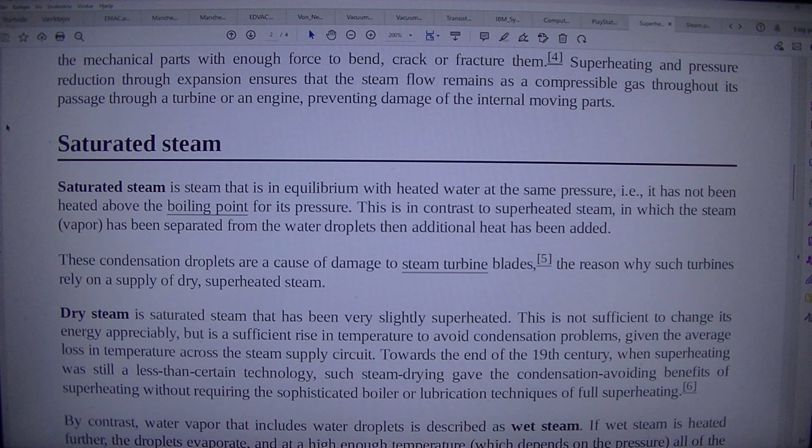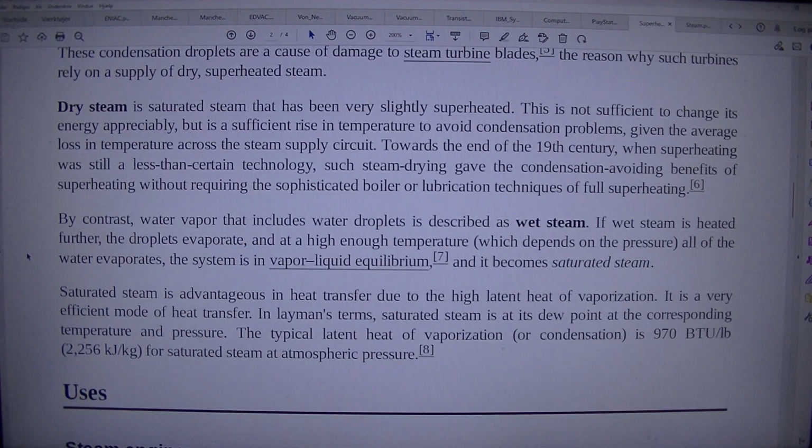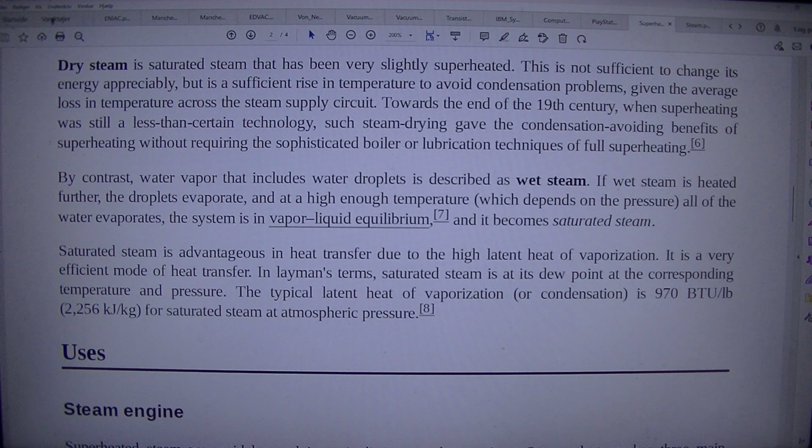Saturated steam. Saturated steam is steam that is in equilibrium with heated water at the same pressure, i.e., it has not been heated above the boiling point for its pressure. This is in contrast to superheated steam, in which the steam, vapor, has been separated from the water droplets, then additional heat has been added. These condensation droplets are a cause of damage to steam turbine blades. 5. The reason why such turbines rely on a supply of dry, superheated steam. Dry steam is saturated steam that has been very slightly superheated.